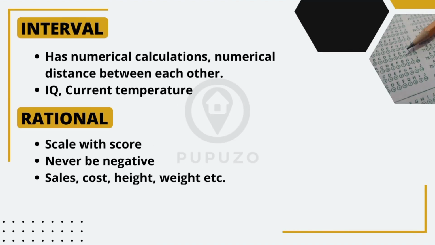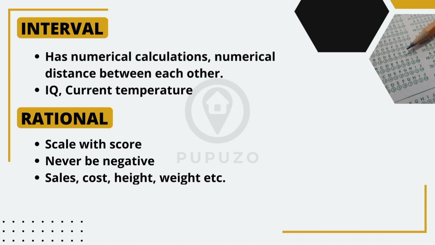Next, we have the interval scale, which introduces numerical calculations and equal intervals between measurements. Variables measured on an interval scale allow for meaningful comparisons of differences. Examples of interval variables include IQ scores and current temperature. We can measure the numerical distance between each value, but the scale lacks a true 0 point.